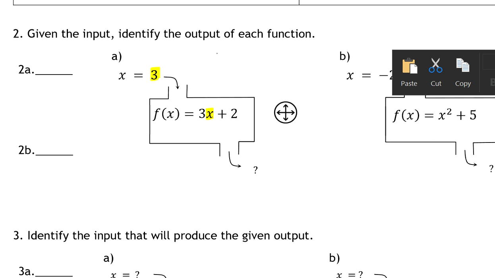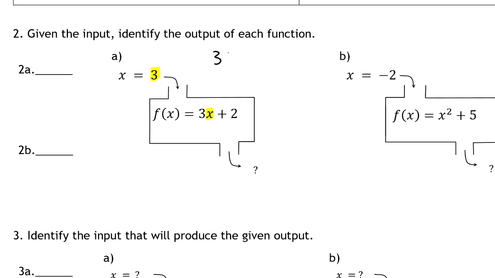So I like to write this real precisely. I'm going to write 3 and then open parentheses 3. That's my x value that just went in. Right, this is my input. So 3 times 3 and then plus the value of 2. Well, 3 times 3 is 9, and 9 plus 2 yields a value of 11. So my output here is the number 11.